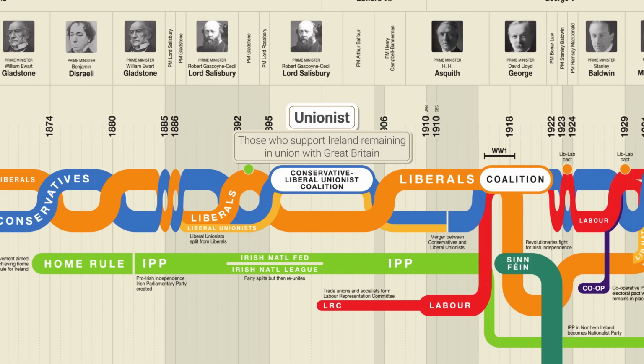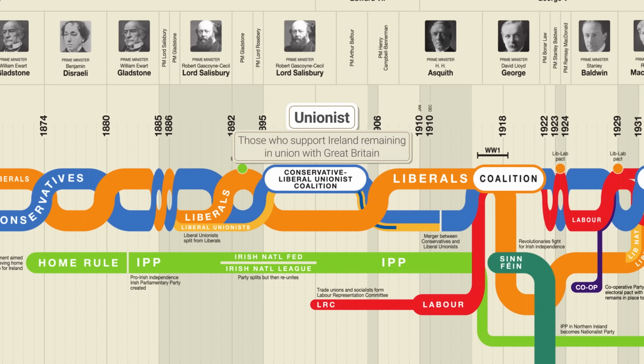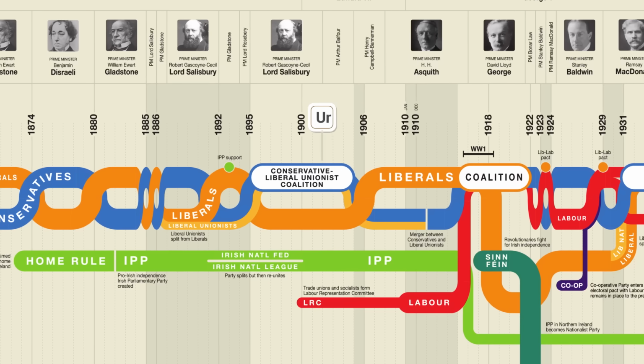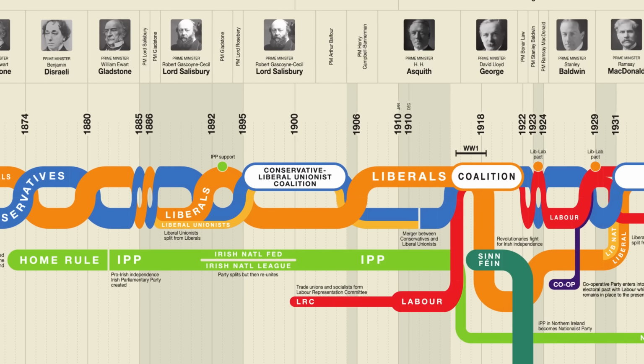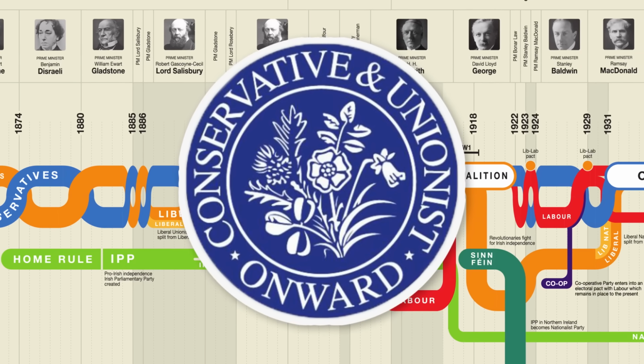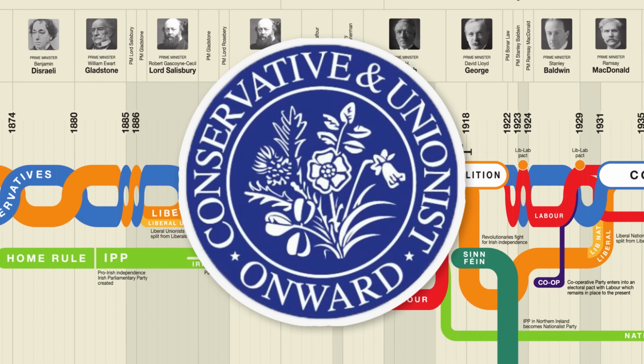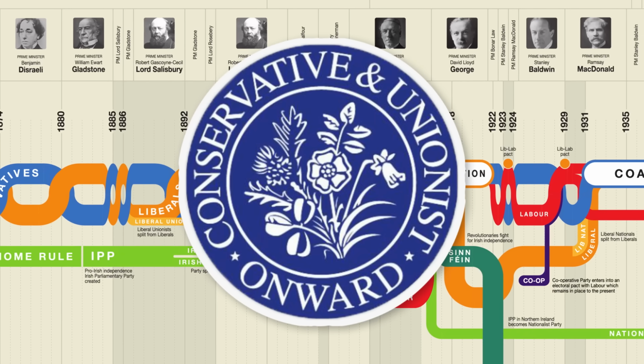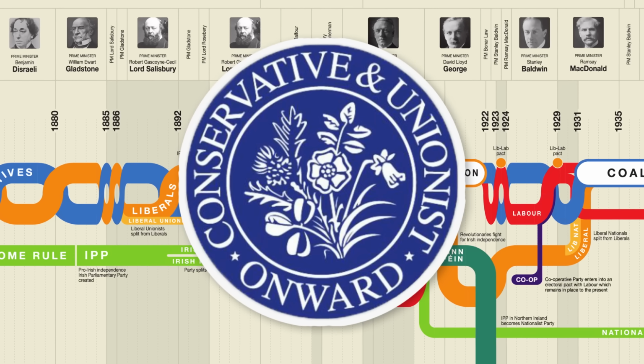Take note that eventually the Liberal Unionists ended up merging with the Conservatives. Because of this, the Conservatives actually changed their name to the Conservative and Unionist Party. And that's actually been their official party name ever since, all the way up to today, even though most people just call them the Conservatives.